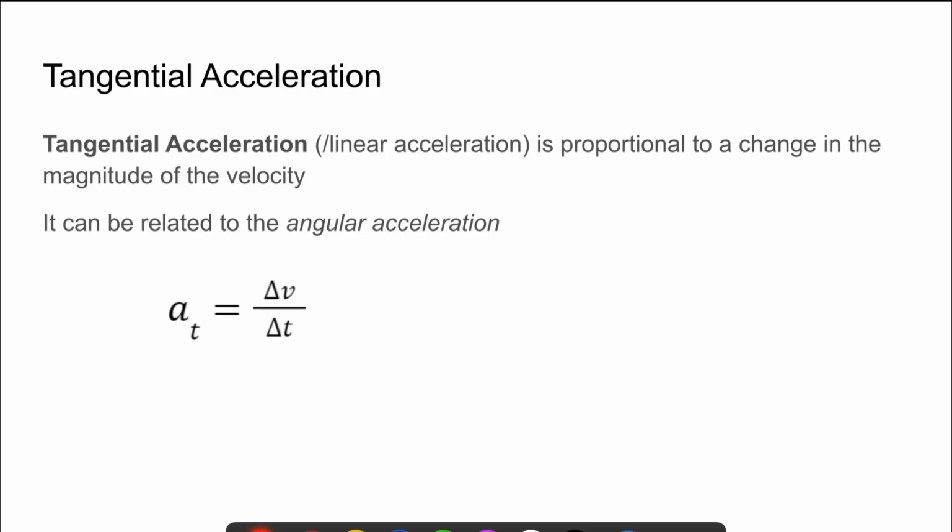And we start with our linear or translational acceleration equation. Acceleration is equal to our change in velocity over change in time. Now, velocity is related to our angular velocity by the equation velocity equals radius times angular velocity. So we can plug that in for velocity and we can pull out radius.